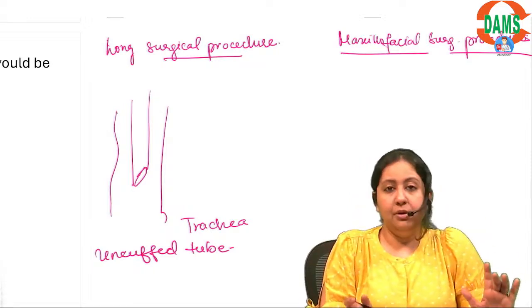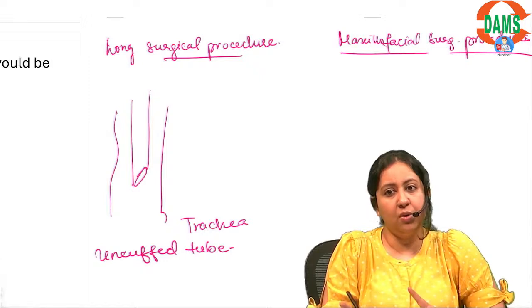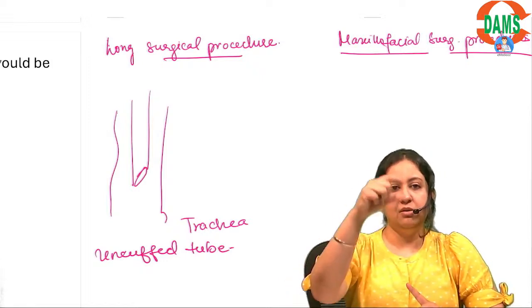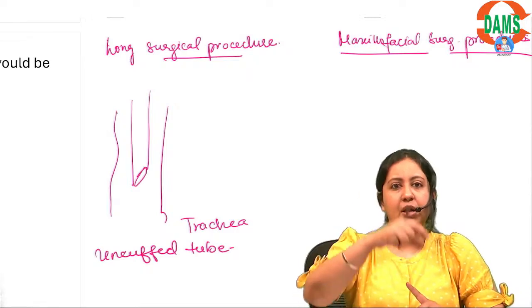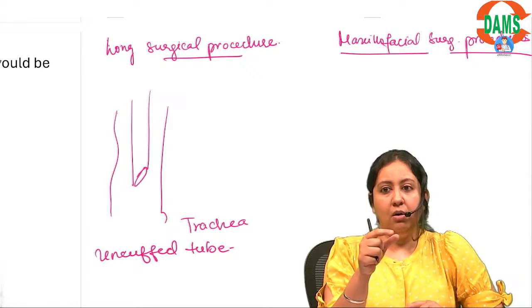Now what happens if it is an uncuffed tube? In a long surgical procedure, the tube might get displaced in the trachea. It might come out or it might go in further. So what will happen?